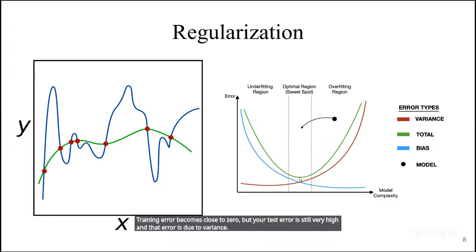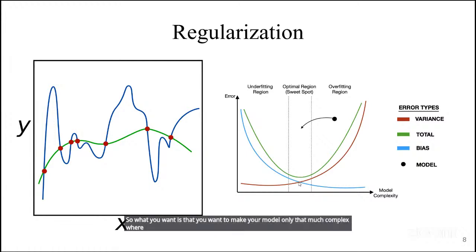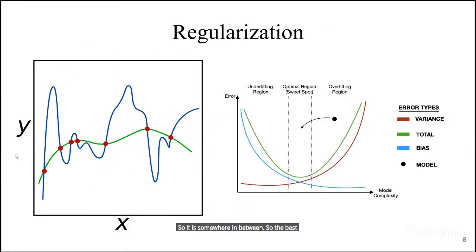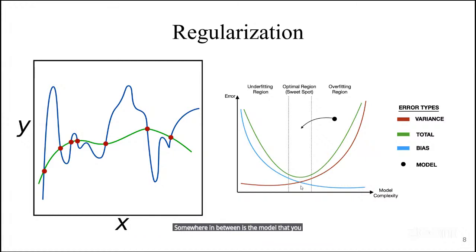So what you want is to make your model only that much complex where your test error is minimal, very low. So it is somewhere in between. The best model would be somewhere in between. It's neither a low complex model, nor a very high complex model. Somewhere in between is the model that you prefer.